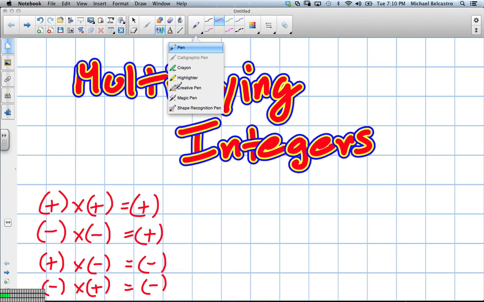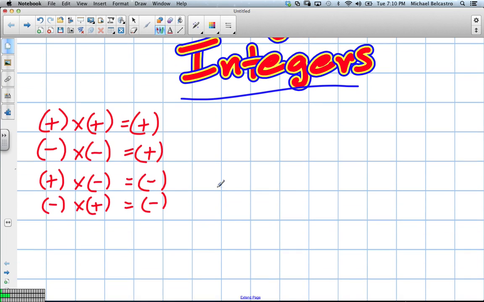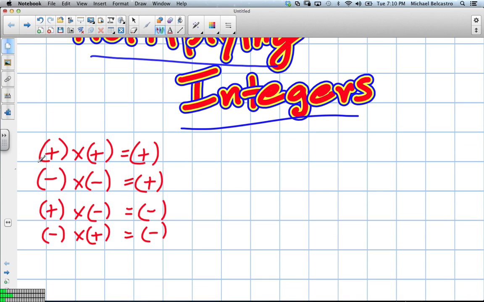Okay, let's do multiplying integers. These are some rules we have to remember. A positive term times a positive term is equal to what? A positive term, that's right. A negative term times a negative term will give us a positive term.